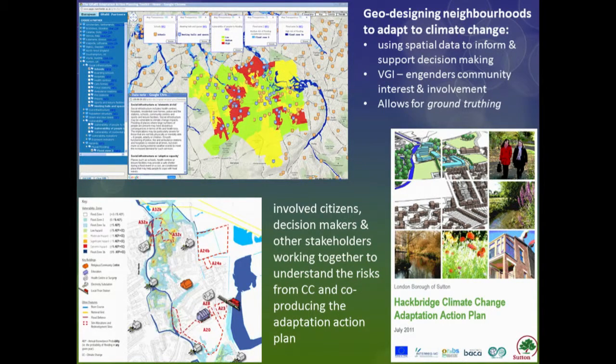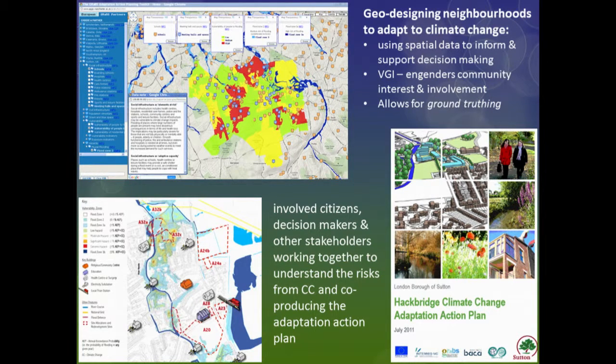Not all the municipalities we worked with, you'll be sad to hear, had ArcGIS. Some of them were using other GIS products. So we went for this sort of generic platform. And what it allowed the communities to do was to use this spatial data to inform decision making.